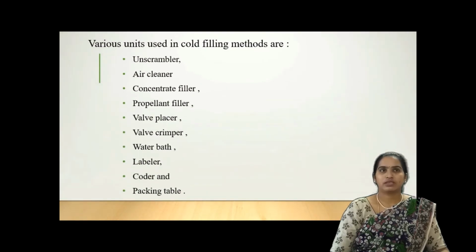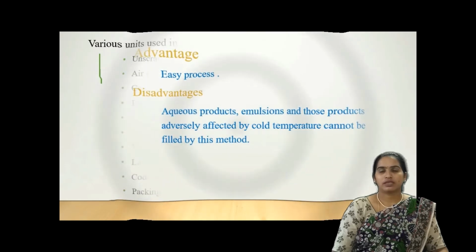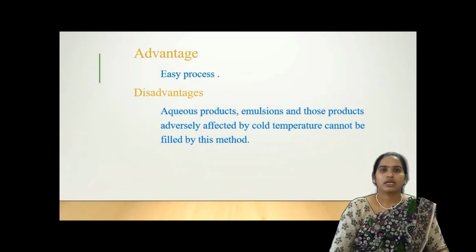The various units used in the cold filling method are unscrambler, air cleaner, concentrate filler, propellant filler, valve placer, valve crimper, water bath, labeler, coder and packing table. So these are the different units that are used in the cold filling process. The advantage of this cold filling process, compared to the pressure filling process, is that it is easy and it is suitable for aerosol preparations which contain liquefied gas propellants other than hydrocarbons.